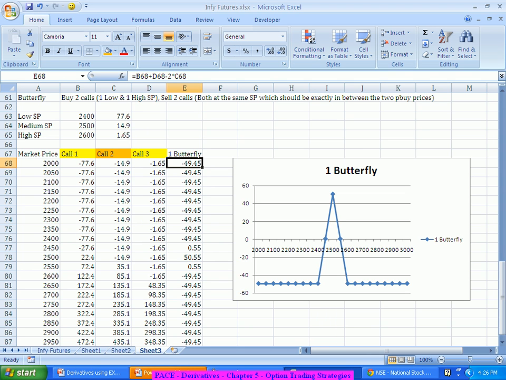So whenever we see a particular stock's volatility is much, much lesser, we will typically adopt a butterfly kind of strategy. Otherwise, we can adopt a straddle kind of strategy. So like that, for each of the strategies, if I start plotting this kind of graph, at the end, the logic is very simple.